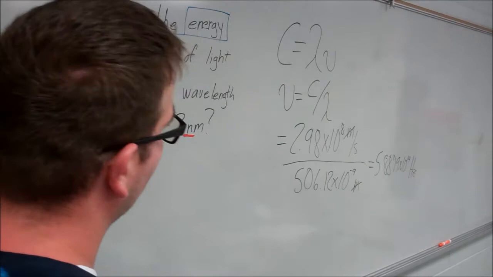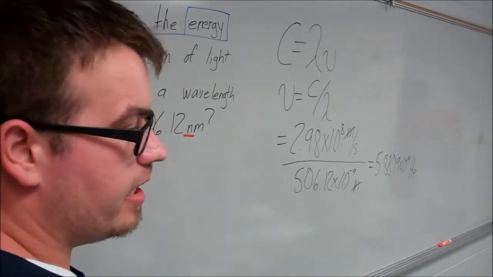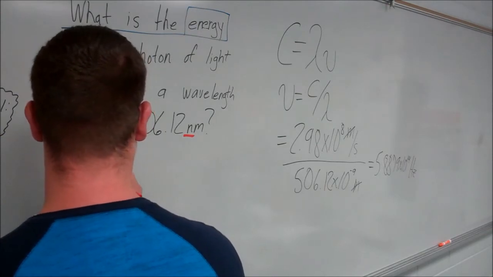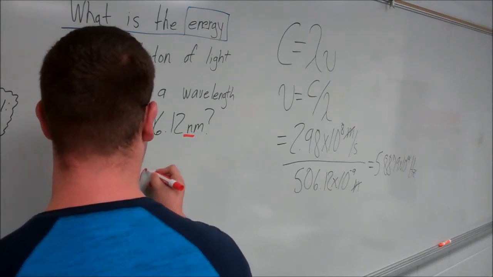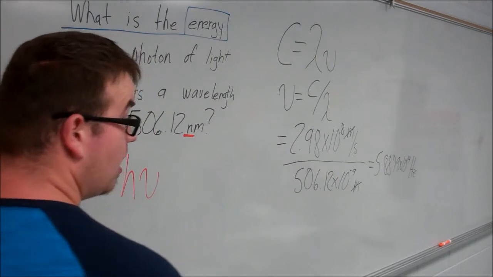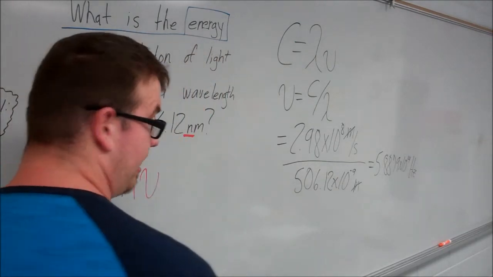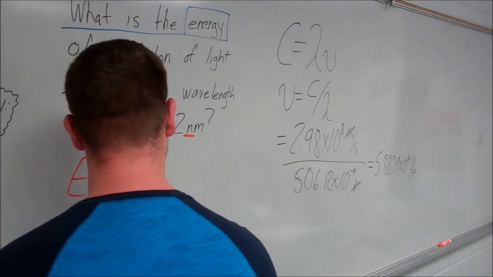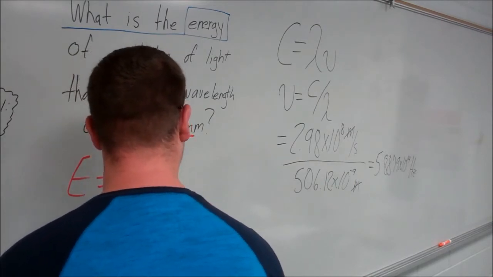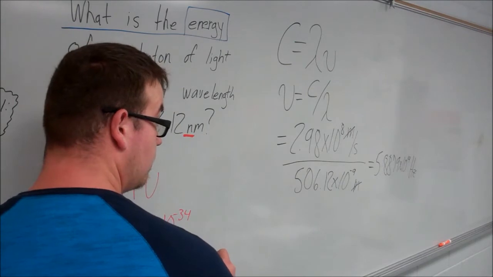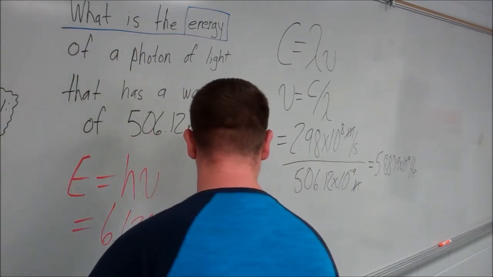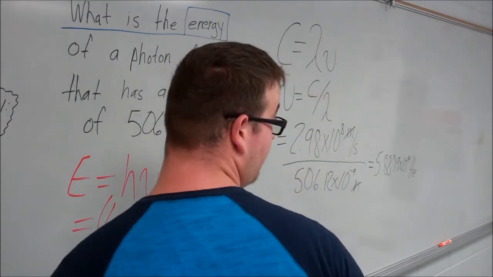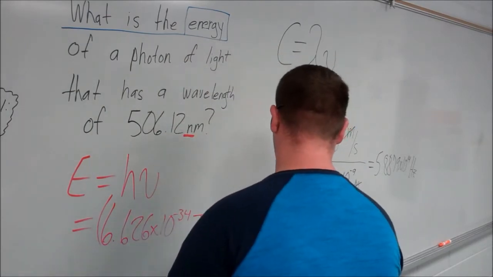Alright. Now you've got frequency, right? Now you're ready to find energy. So energy equals Planck's constant times frequency. Planck's constant, you haven't learned it yet, you better learn it by Friday. It equals 6.626 times 10 to the negative 34 joule seconds, times your frequency you just calculated.